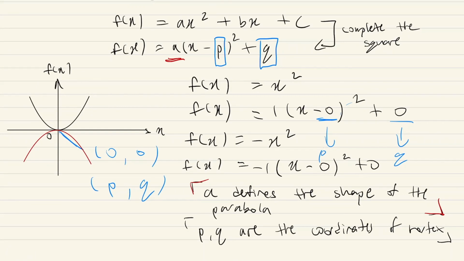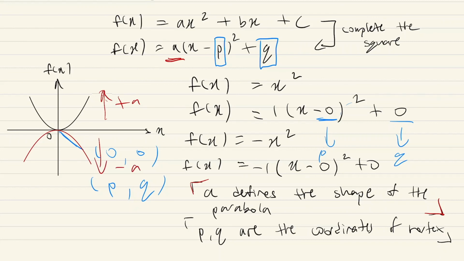And just remember, if it's positive, it's happy, you know, you're positive, you're smiling. And if it's negative, it's downwards. It's negative, it's feeling bad feelings, it's going down. So that's why we have positive a, we have negative a.